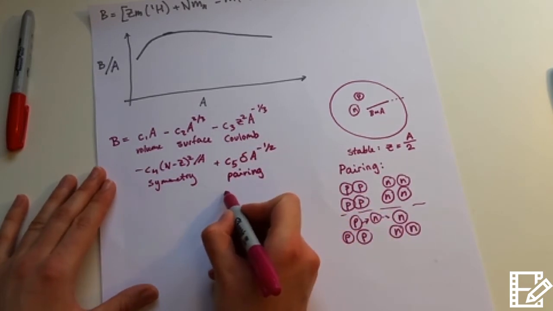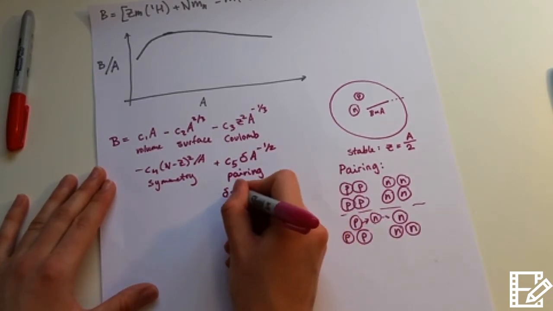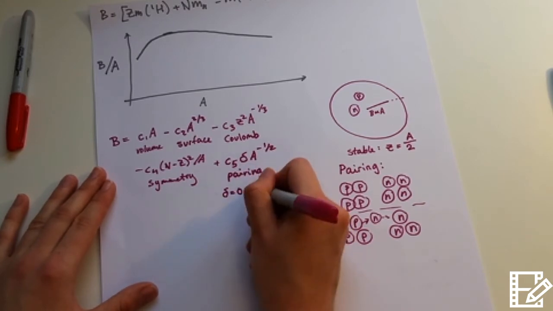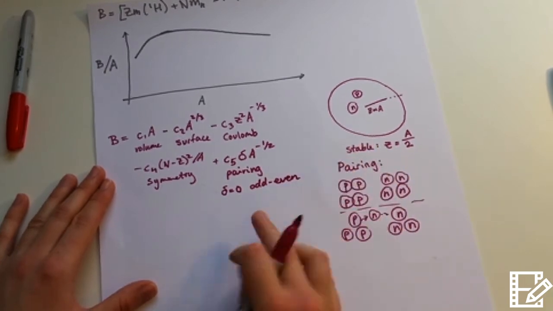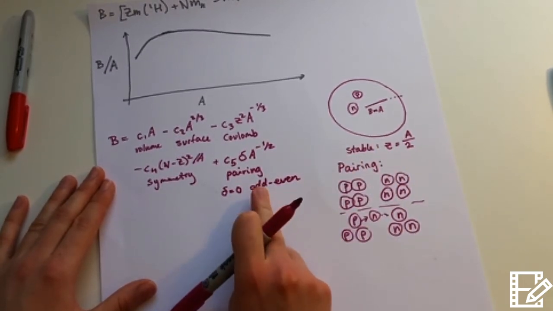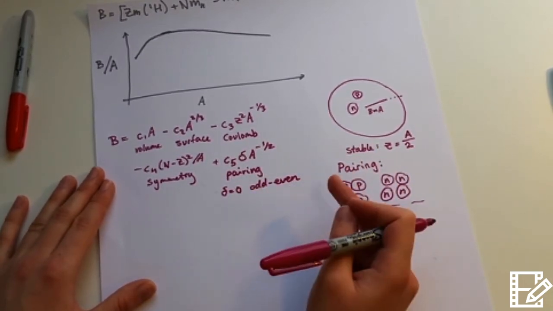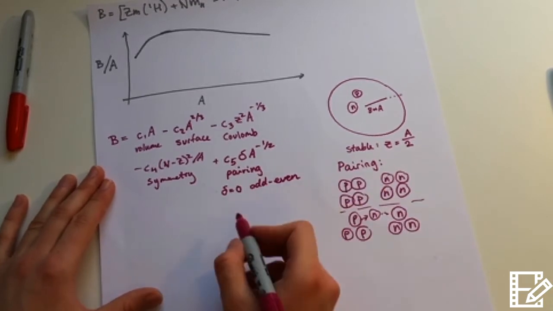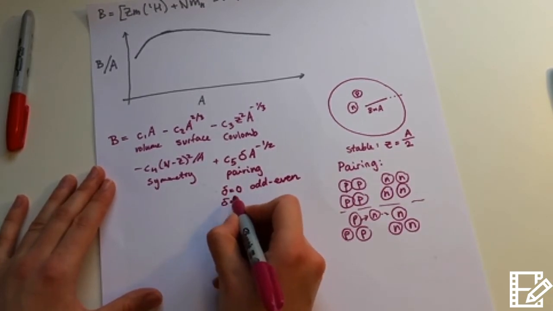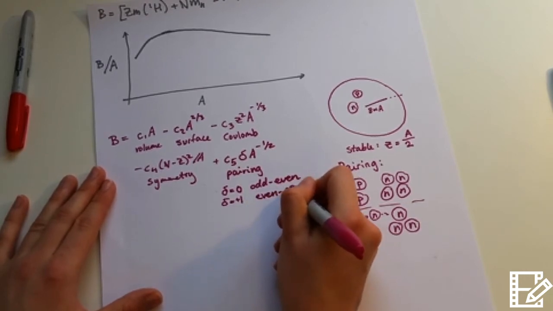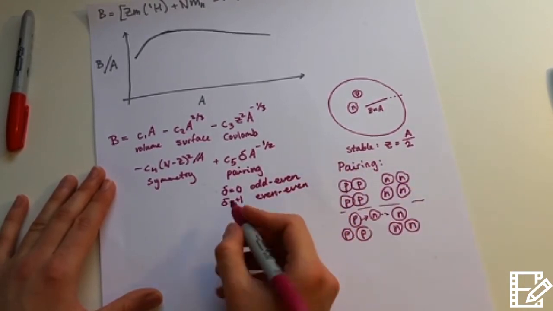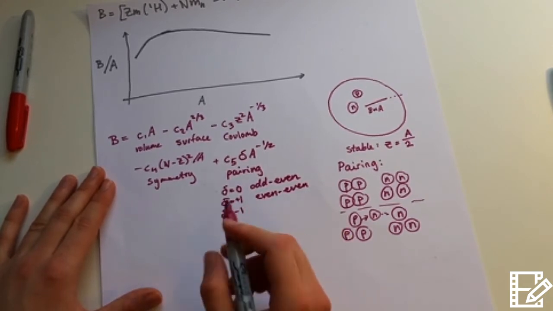And it turns out that this is 0 when we have odd-even nuclei. So that means either Z is odd or N is odd, and then the other is even. And it's equal to +1 when we have even-even, which I showed here. And it's equal to -1 when we have odd-odd.